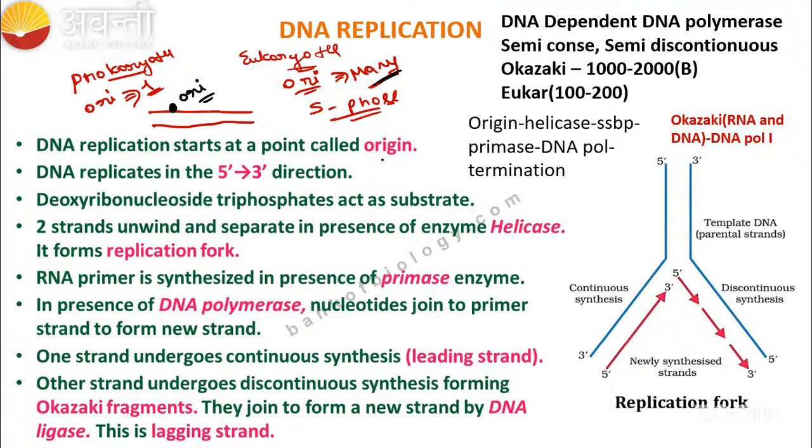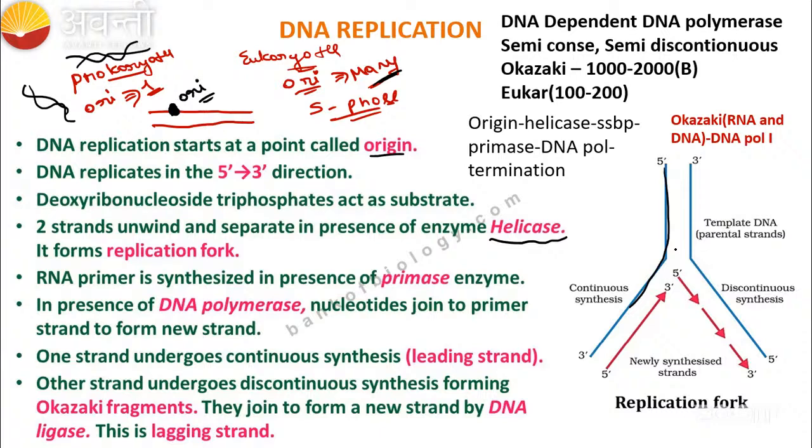Okay. Now let us talk about how the replication starts here. You all know that the DNA is wound like this, right? First we have to unwind the DNA. For unwinding the DNA, there is an unwinding enzyme, that is helicase. The helicase will unwind the DNA, and now the DNA will become like this. See this diagram.